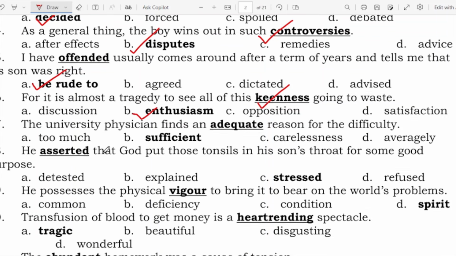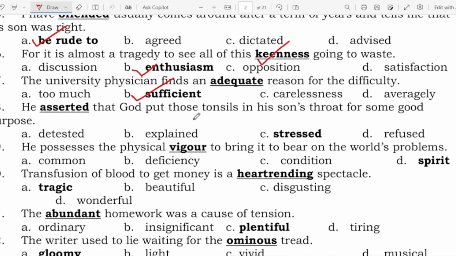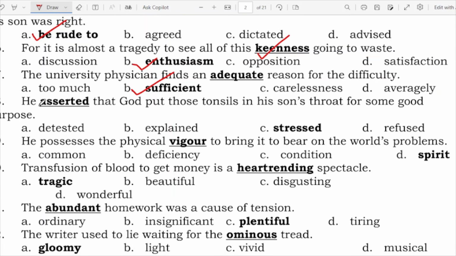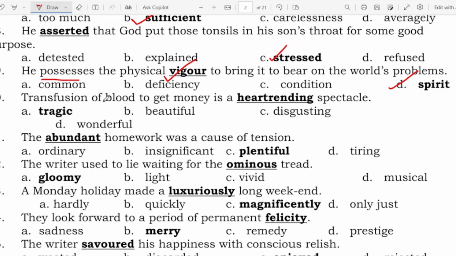The university physician finds an adequate means sufficient reasons for the difficulty. Number 28, he asserted means stressed that God put those tonsils in his son's throat for some good purpose. Number 29, he possesses means keen, the physical vigor means spirit, that is to bring it to bear on the world's problems. 30, transfusions of blood to get money is a heart-rending, meaning tragic, spectacle, sight, scene.